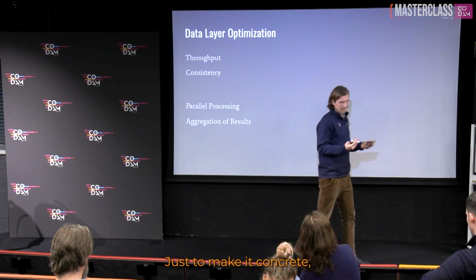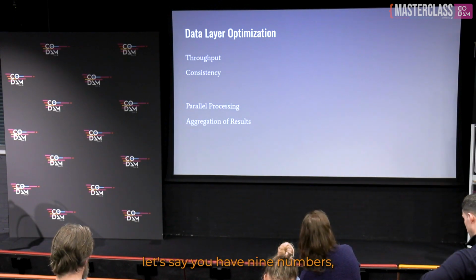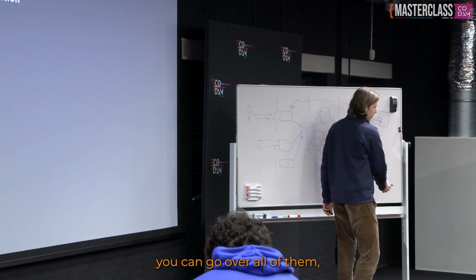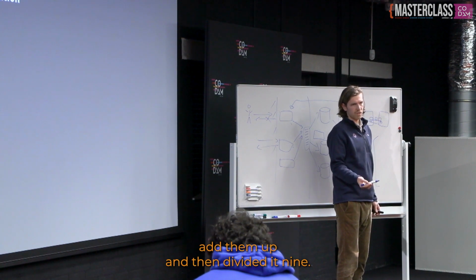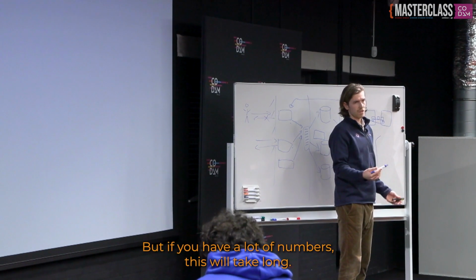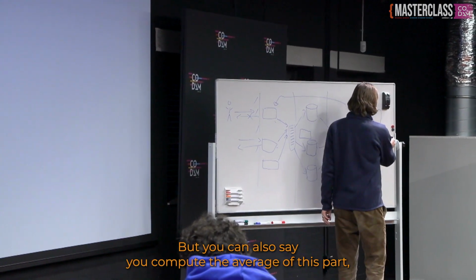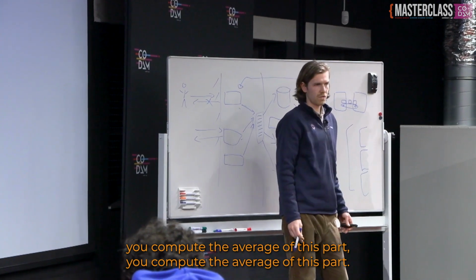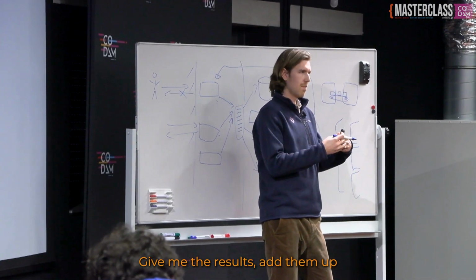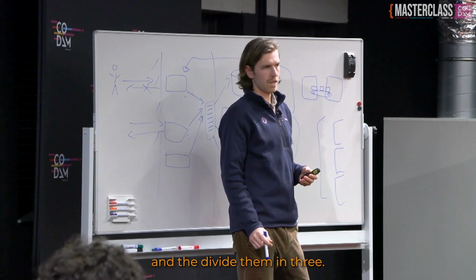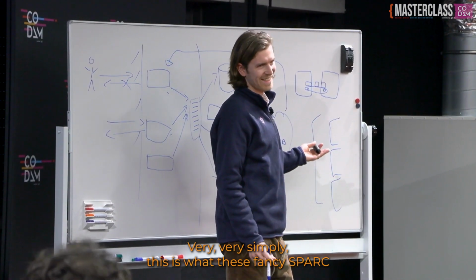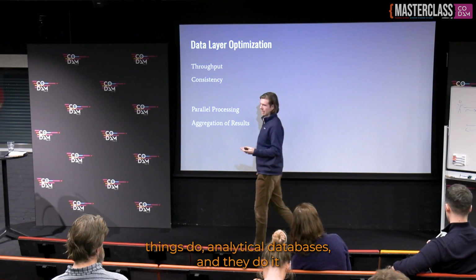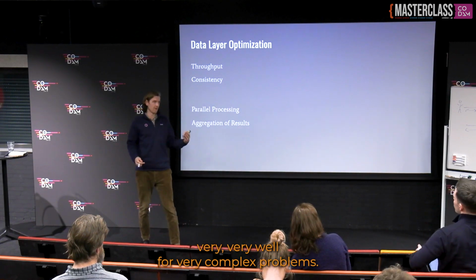Just to make it concrete, let's say you have 9 numbers. You can go over all of them, add them up, and then divide by 9. But if you have a lot of numbers, this will take long. But you can also compute the average of this part, the average of this part, the average of this part, give me the results, add them up, and divide by 3. Very simply, this is what these fancy Spark things and analytical databases do, and they do it very well for very complex problems.